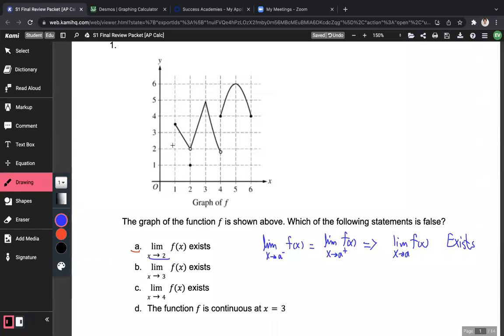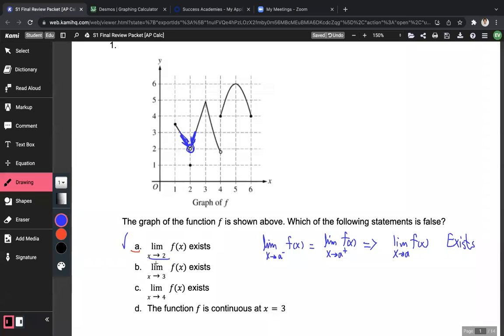So limit as x goes to 2. As I'm approaching 2 from the left, that's along here. I approach that open circle. Remember, the limit does not necessarily have to be the same thing as the value of the function itself in order for it to exist. So I see that the function does approach the same value as x approaches 2. So this exists. So that question is true.